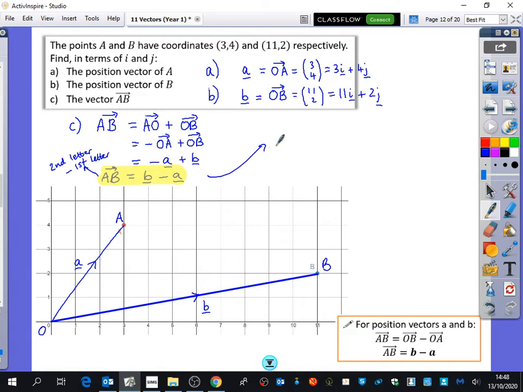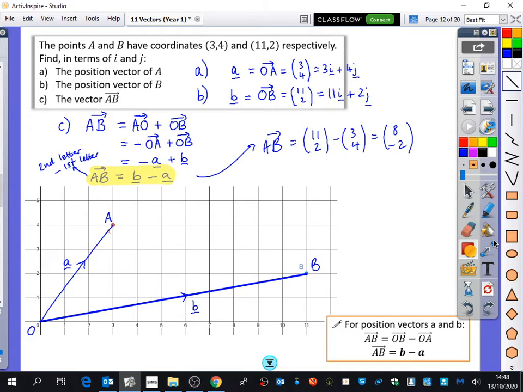So let's actually just work it out here. The vector AB is B minus A. So I'm going to do column vectors. It's going to be (11, 2) minus (3, 4), which is (8, -2). Now let's go back to the diagram for a second. I'm going to draw this on in red. I'm going to go 8 across, 1, 2, 3, 4, 5, 6, 7, 8 across, and 2 down, and it does take me to B, which isn't surprising, okay?